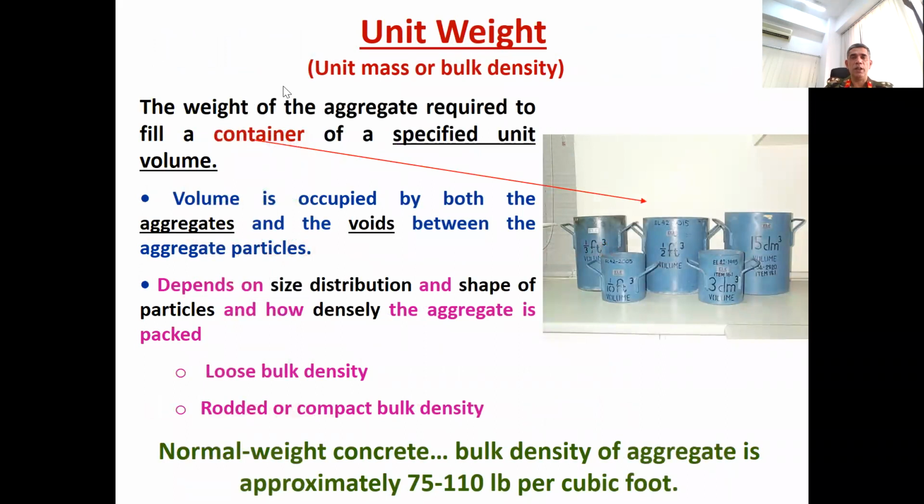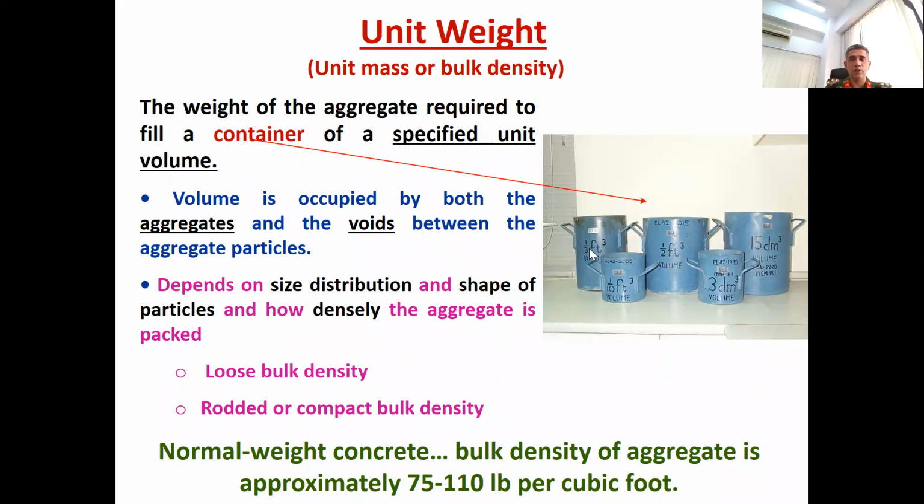So what is unit weight? That means unit mass or bulk density. That means the weight of the aggregate which is required to fill a container of a specified unit volume. So this is the container. Here you will place the aggregate. The container has a volume. The weight of the aggregate required to fill a unit volume is called the unit weight.